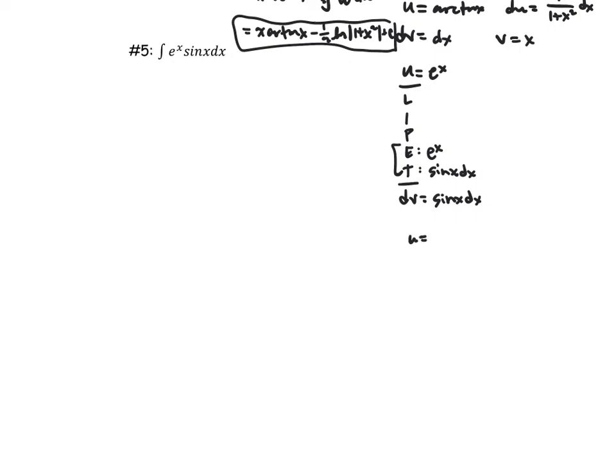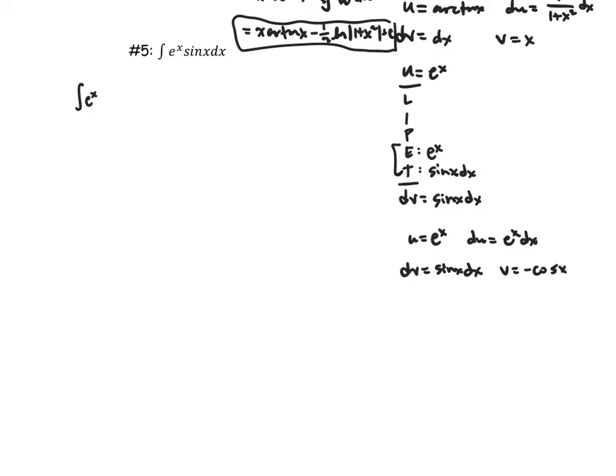So if u equals e to the x, then du equals e to the x dx. Pretty simple. dv is sine x dx, therefore v would equal negative cosine of x. All right, so let's construct this.